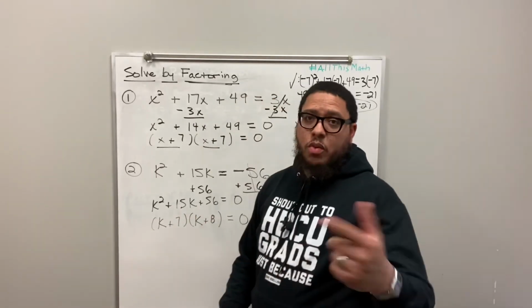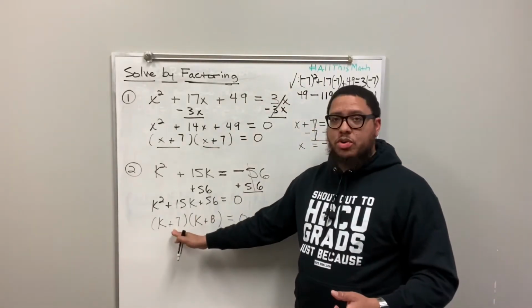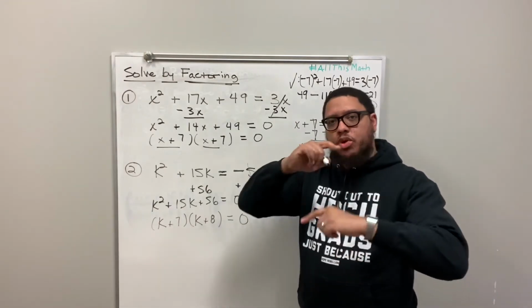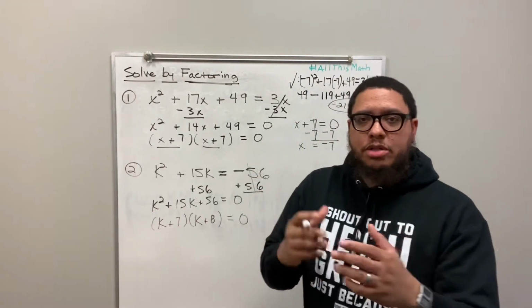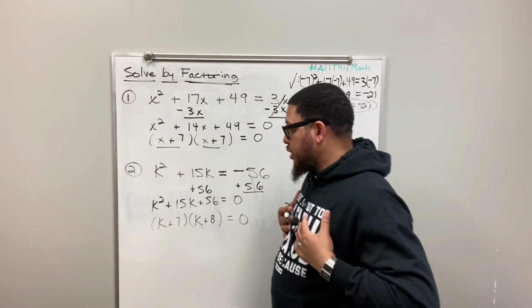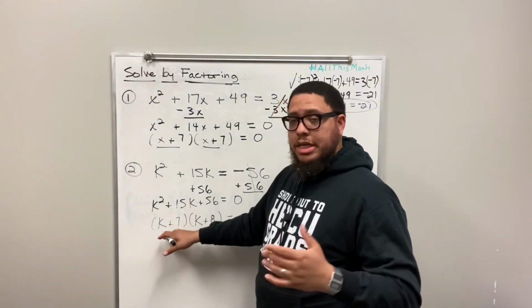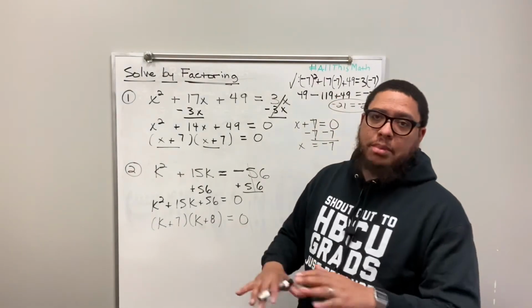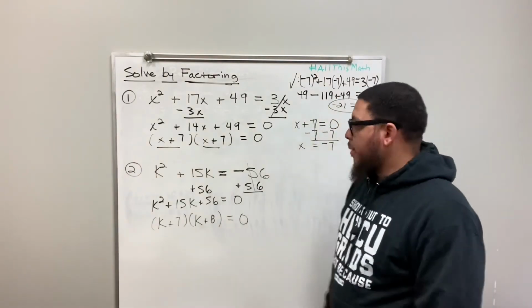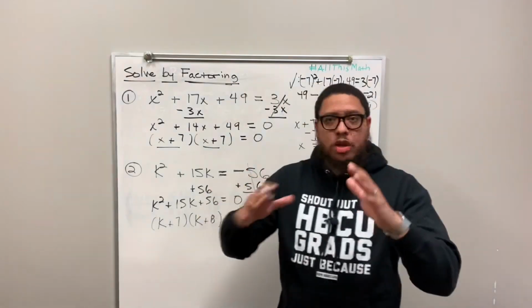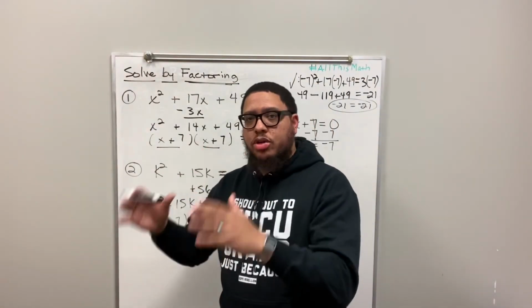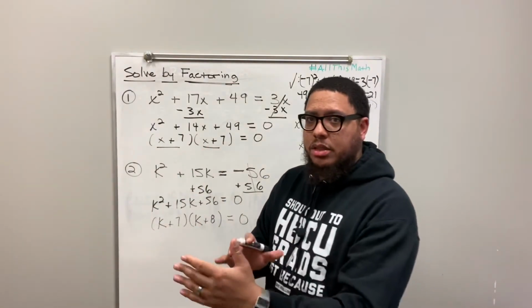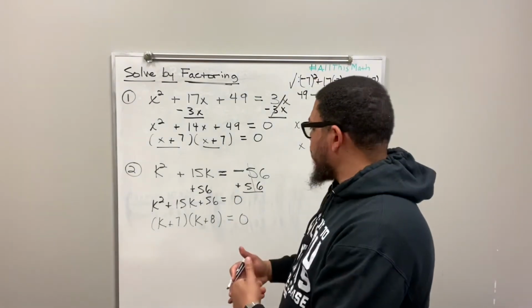Now, if you're sitting at home wondering, does the 7 always have to go there and the 8 there? No. The order that the numbers are in the parentheses does not matter. I could have just as easily put the 8 in the first parentheses and the 7 in the second. It would not have made a difference at all. All right? So now it's factored. That's our first goal: to factor the expression on the left side of the equation. Then we're going to create equations.